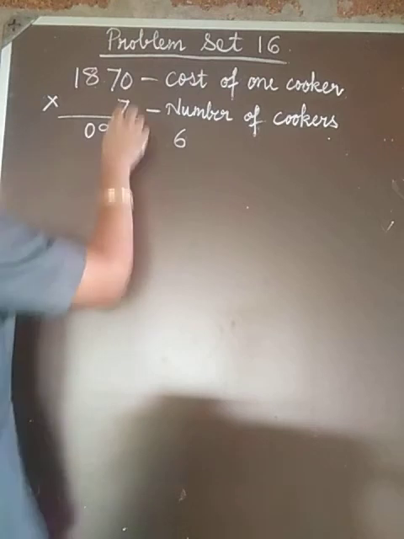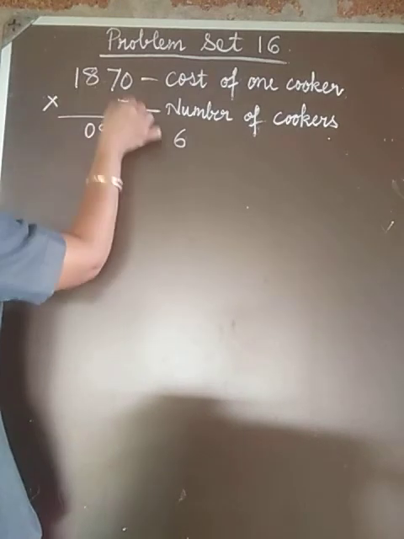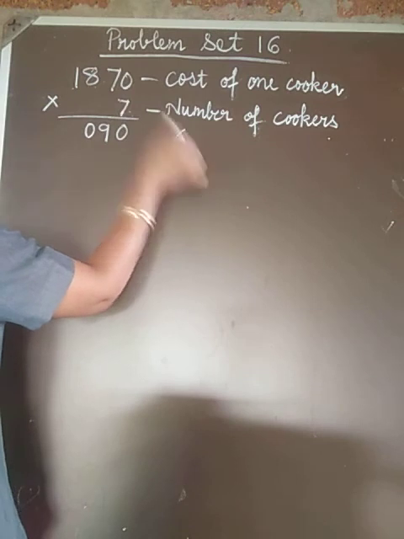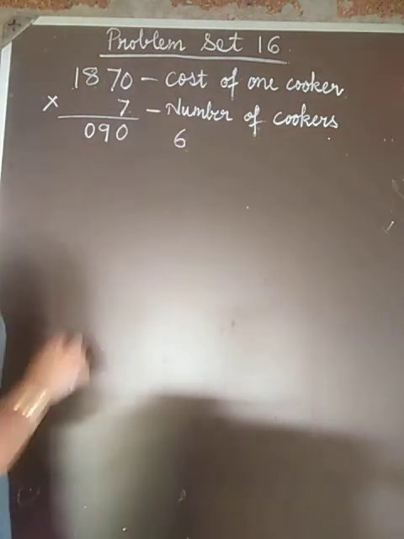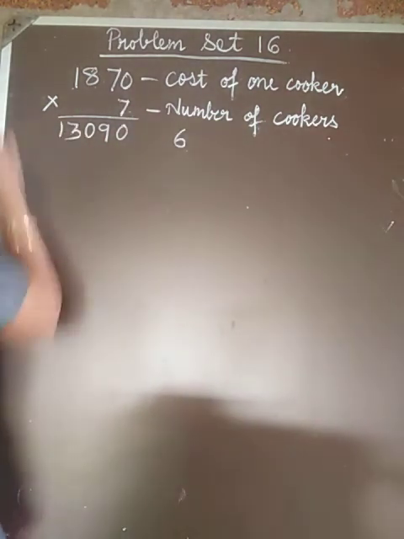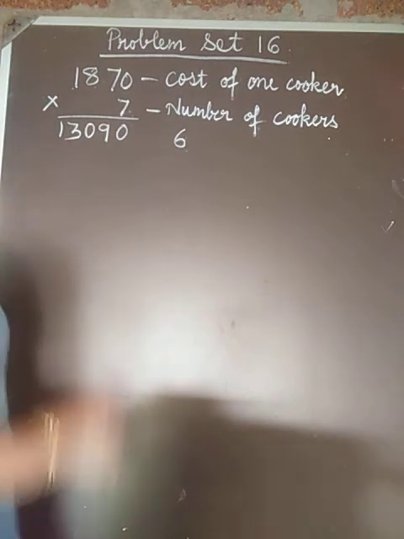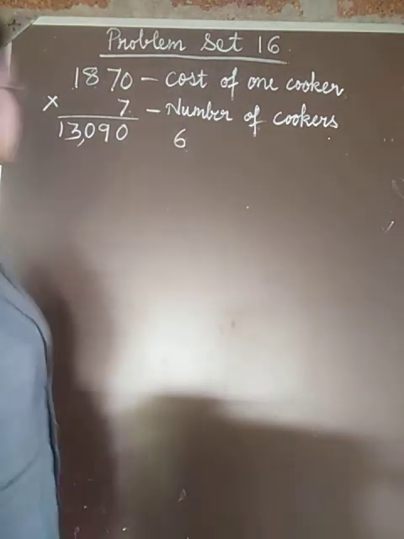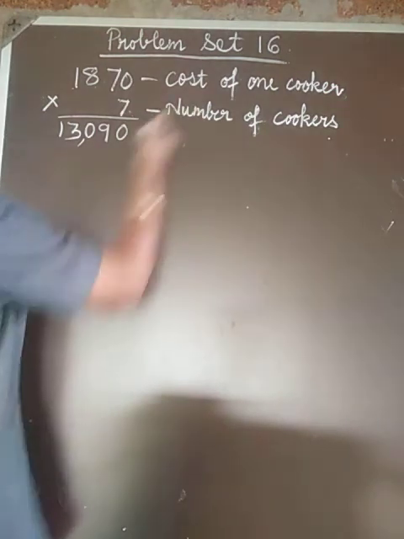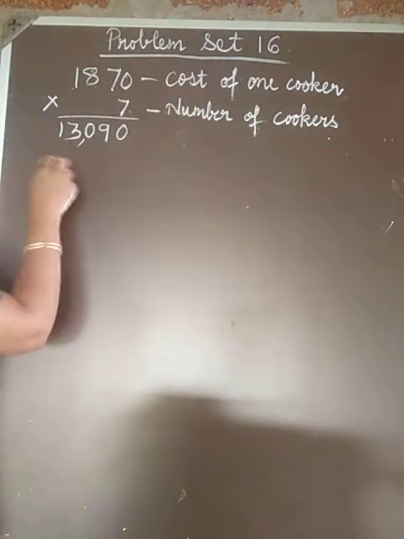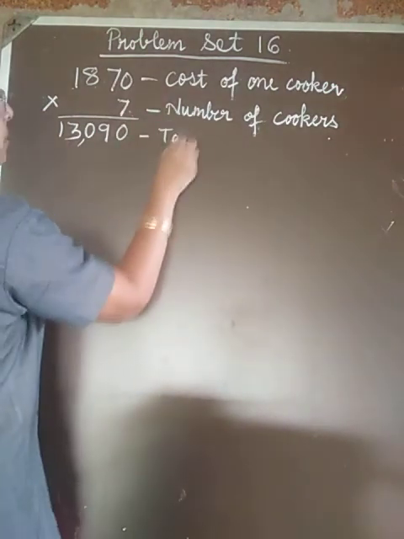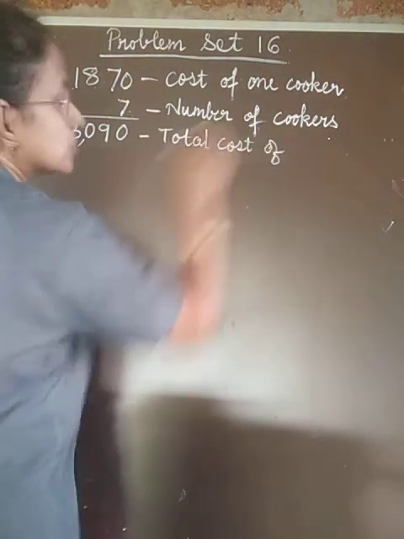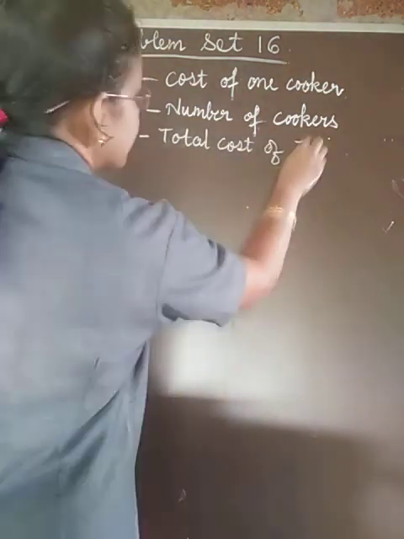Fine. Now what is remaining? 7 ones are 7, plus 6. How much is that? Come on, think. Yes, it is correct. So it is 13. Okay, so what is the cost now of all the cookers? For the cookers it is 13,090 rupees. So 13,090 rupees is the total cost of 7 cookers.